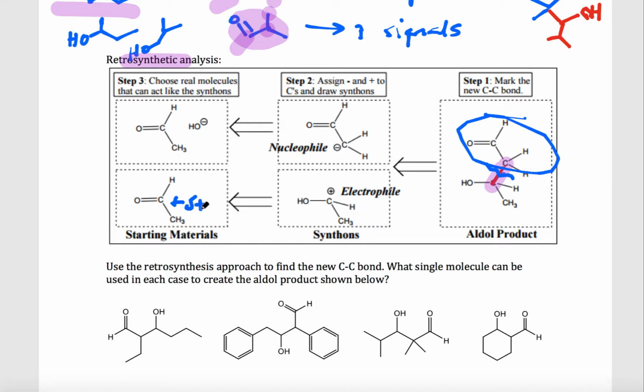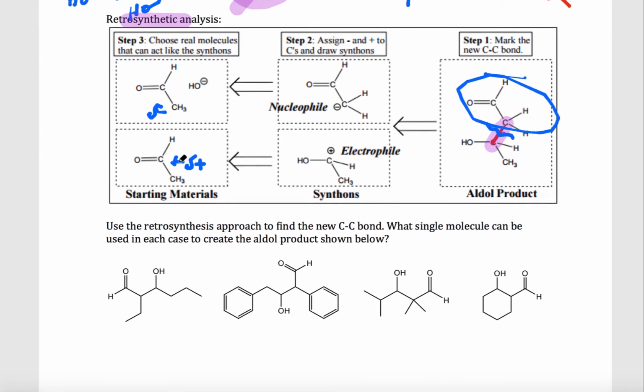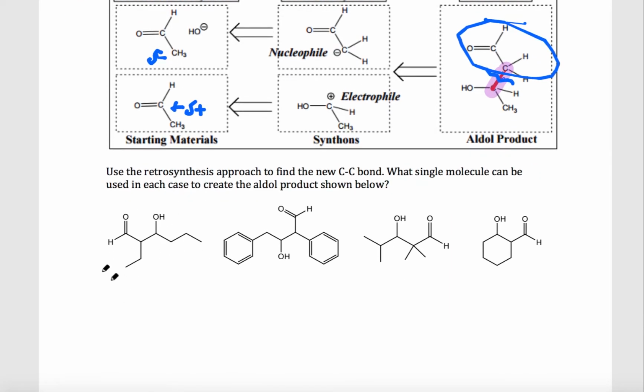And so I'm sort of picturing that this hydroxy group came from a carbonyl eventually. And this right here, this alpha carbon, was my nucleophile. It was where I had negative charge. And that's how these two molecules came together. Okay, so doing that, let's think of taking each of these and working backwards.